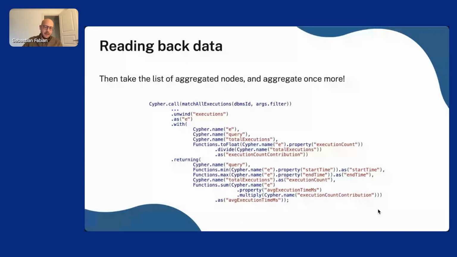The aggregation functions like min and max are easy. We can just run min again and max again, and we get the correct values. For the averages, we need to calculate as a percentage how much of a contribution each of the aggregated nodes makes to the total. So we do this calculation here, where we calculate the execution count contribution, as we call it, which is basically the share of executions that is represented by that particular node. And by multiplying the averages by that, we can recalculate the averages, and we get a single aggregated node that we can present to the front end.